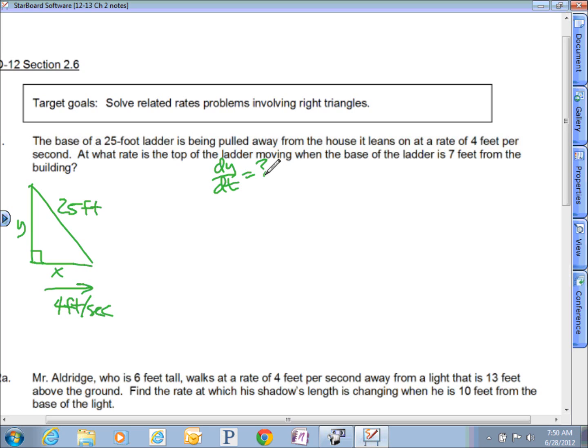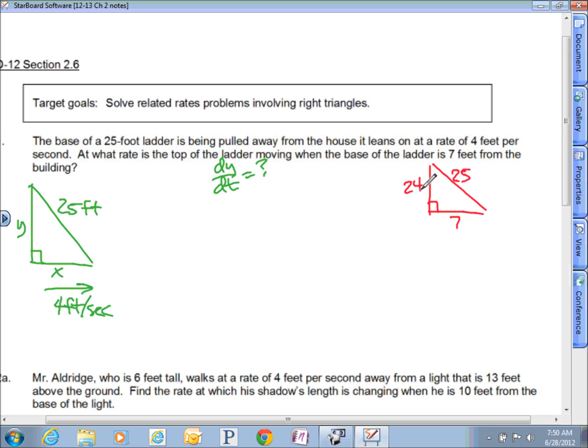When the base of the ladder is 7 feet from the building. So picture this ladder sliding away, and the top is sliding down the side of the building. It's still going to be a right triangle all the time. It's changing a little bit. When we take a picture of that right triangle, what are we going to see? We're going to see a 25-foot ladder, and the base is 7 feet away. Well, from my days in geometry, I remember that there's such a thing as a 7, 24, 25 right triangle.